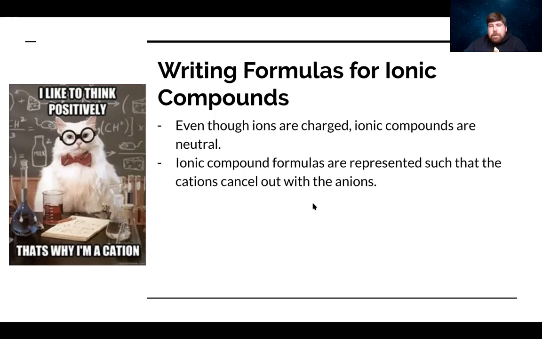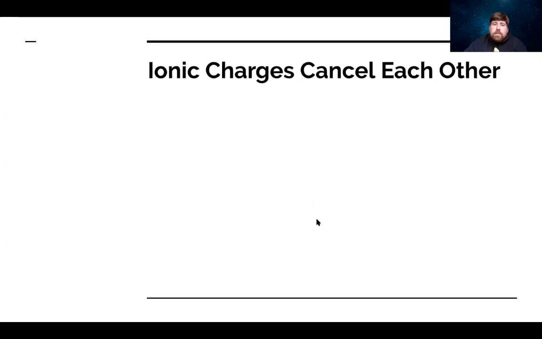Ionic compound formulas are represented such that the cation's charge cancels out with the anion's charge. So how can we go ahead and do that? Well, let's go ahead and look at calcium chloride.